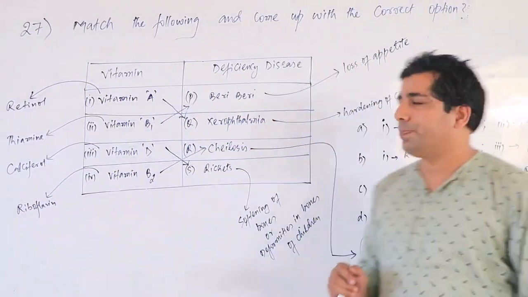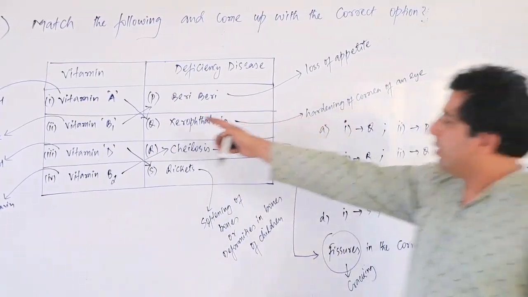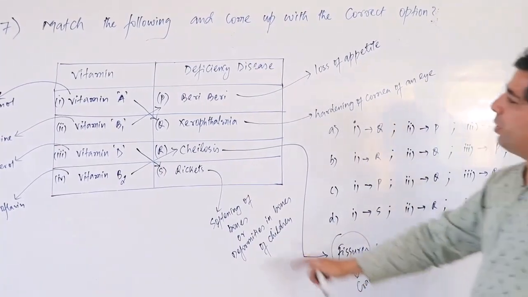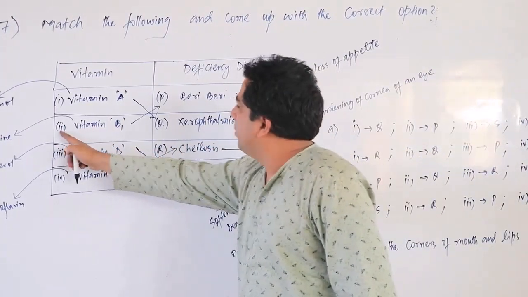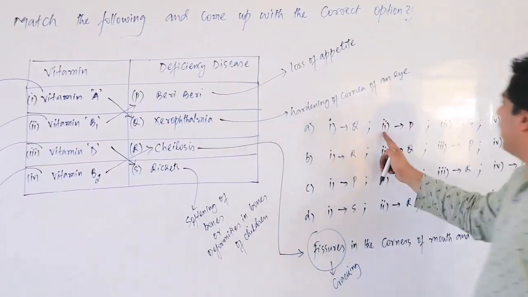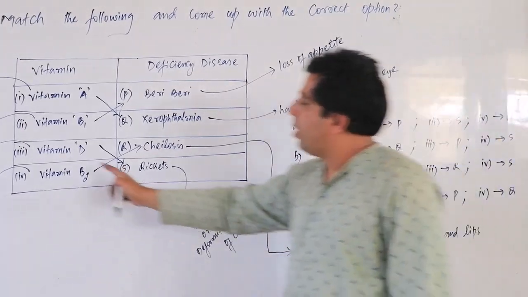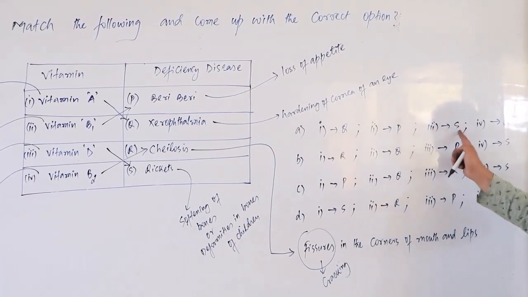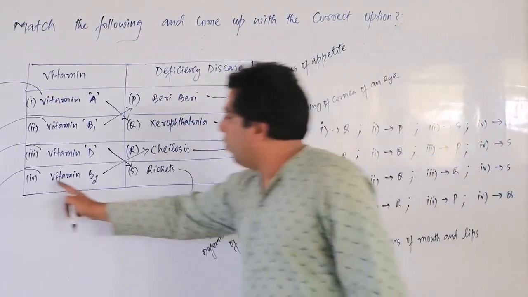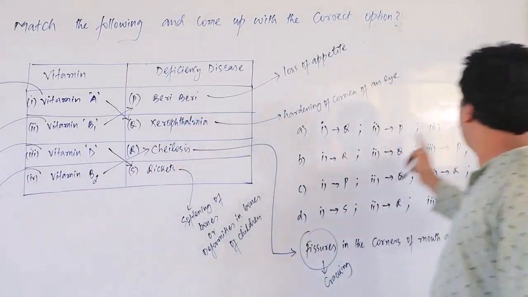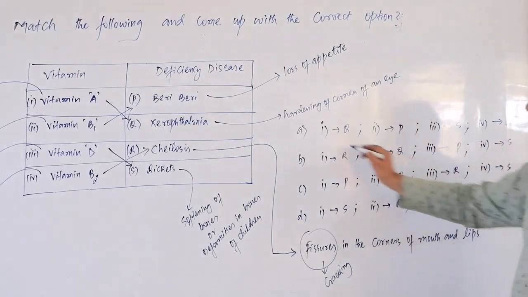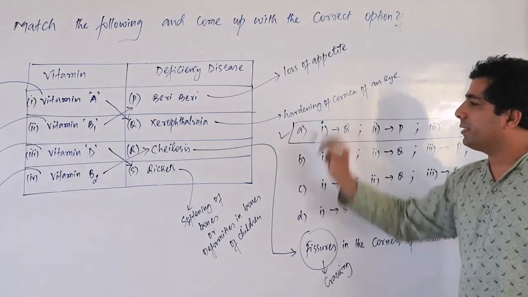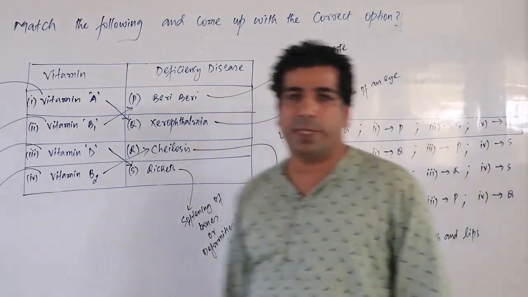Now if you look here, first I matches up with Q, second matches up with P, third matches up with S, fourth matches up with R. That means our first option is the correct answer. Please make note of this.